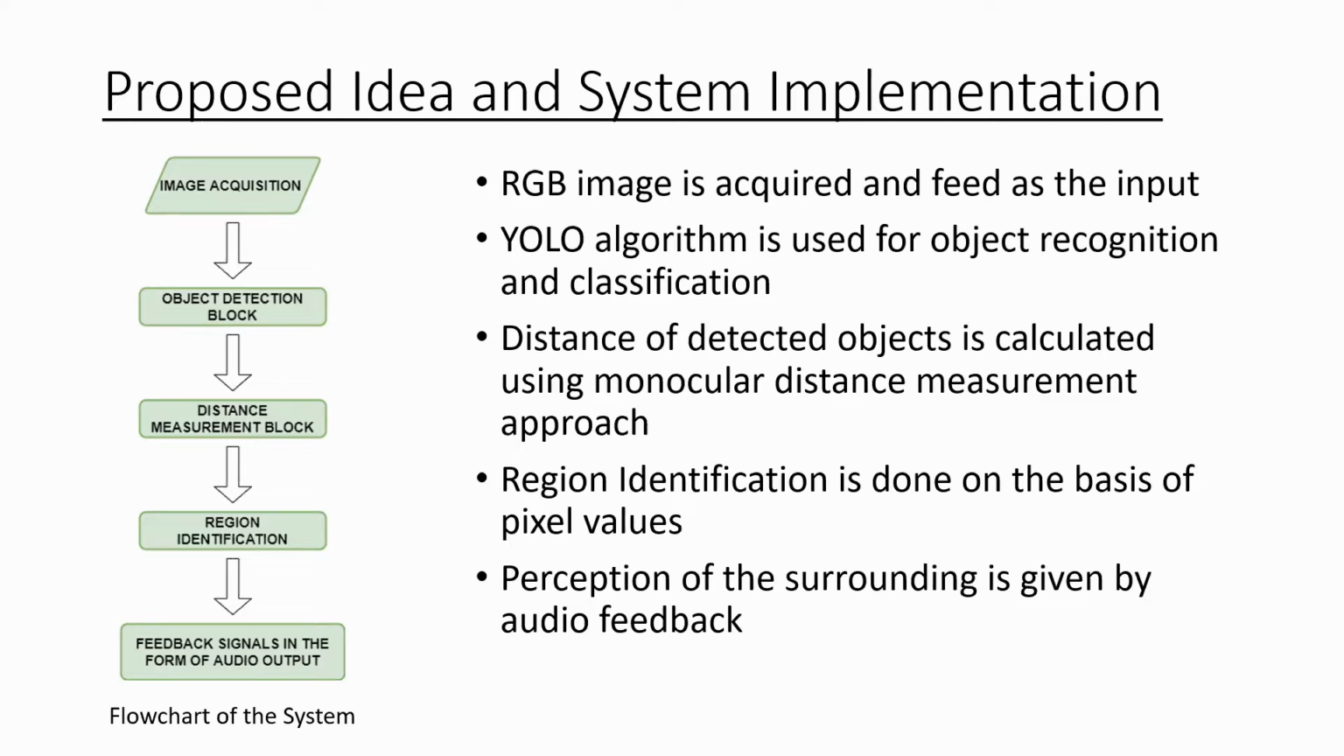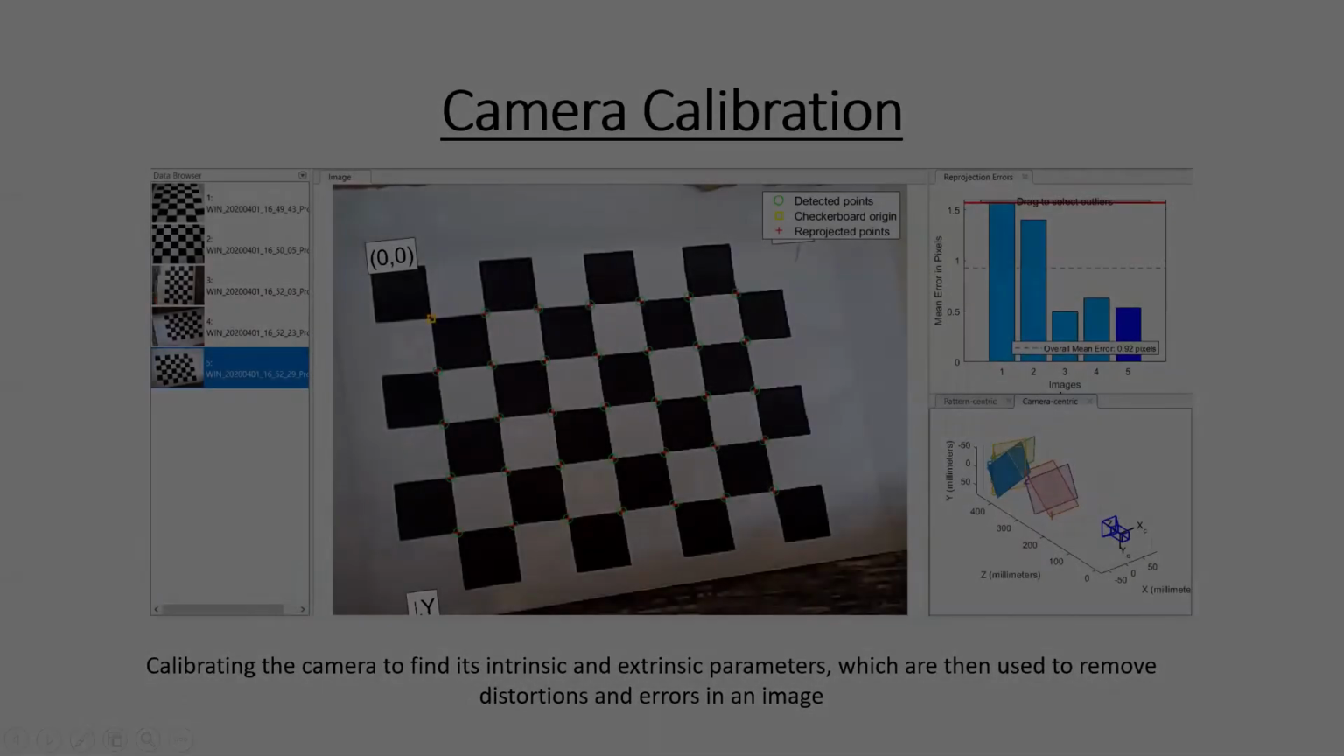Where is it exactly on the frame? Is it in the middle of the frame, left hand side, right hand side, so that the necessary feedback actions can be given. This perception of the surrounding is going to be given out as an audio feedback, and that is entirely our system implementation and idea. Moving on, Shaival will be explaining the object classification and the camera calibration part.